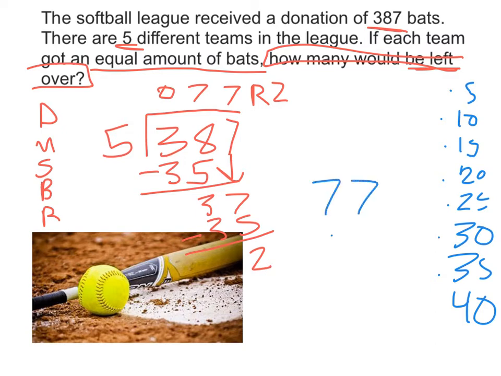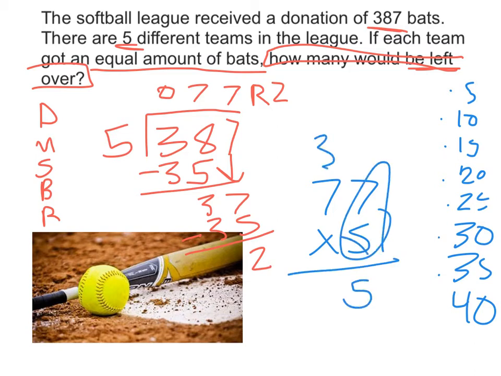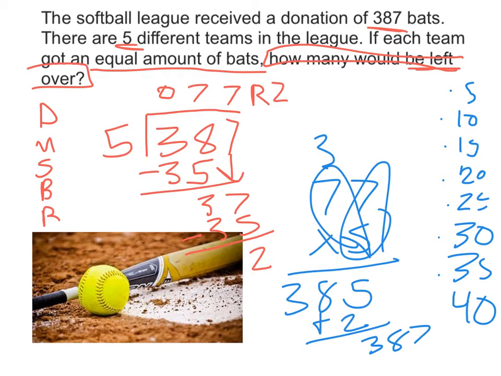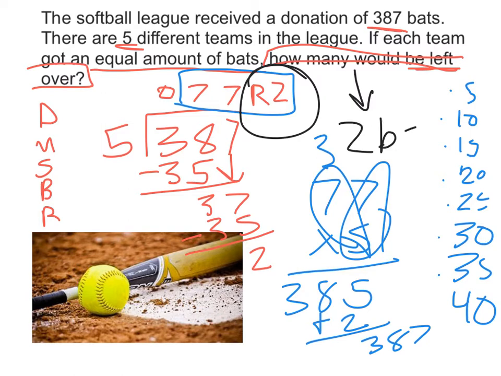So 77 times 5, that's 385. Plus 2 will give me 387. Now, my answer is not this whole thing, though, because it doesn't want to know how many each team got. It wants just the remainder part. So how many would be left over? The answer would be 2 bats are left over, because the 5 teams would each get 77 bats, then there would be 2 left over.